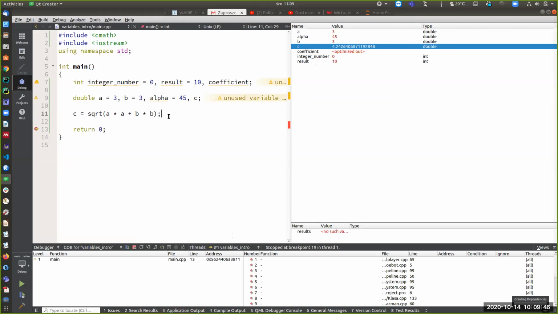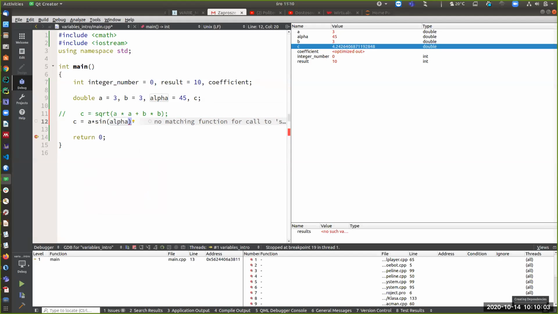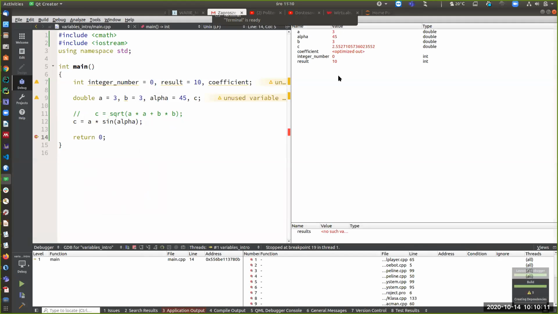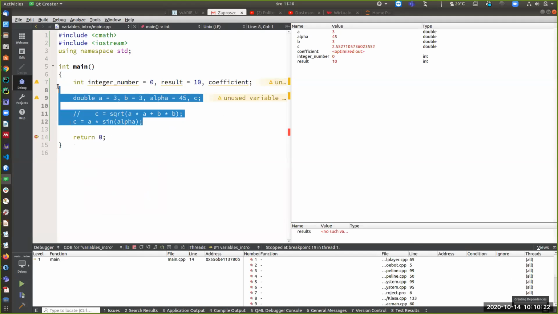Okay, I can do the same using a sinus. So let's say that I'd like to calculate it as a sinus from alpha. So I expect a value of about 4.2, but you can see that the c value is 2.55. So what happened here? Maybe this is a question especially for those who know something about C++.